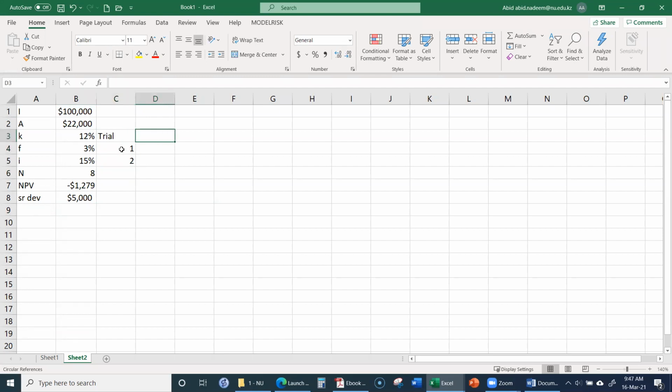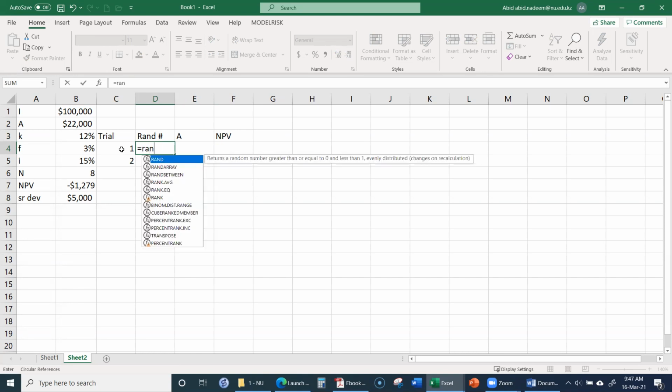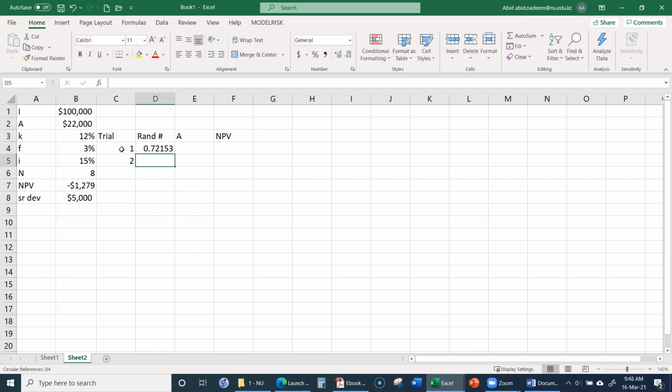And then for each trial, I will have the random number, and then for each random number, I will have the value of A, and for each value of A, I will have the net present value. Okay, so let's put it like this. I have the random number, its formula is equal RAND. This will be the random number.